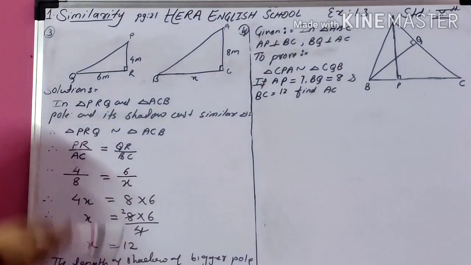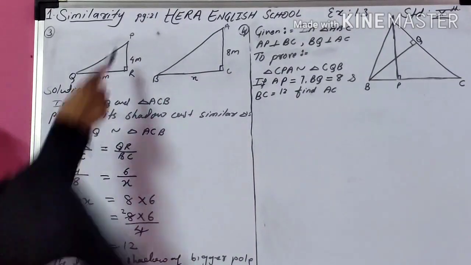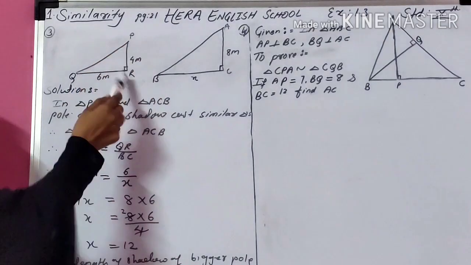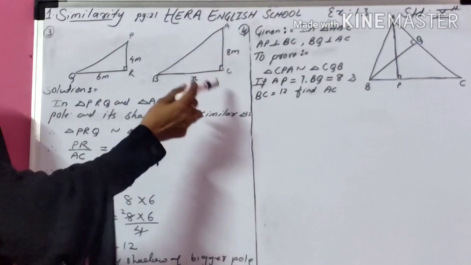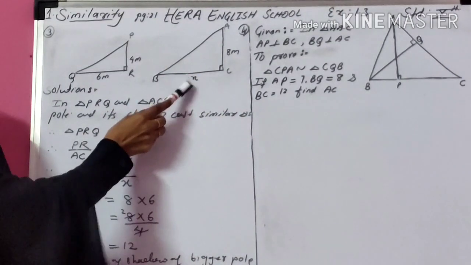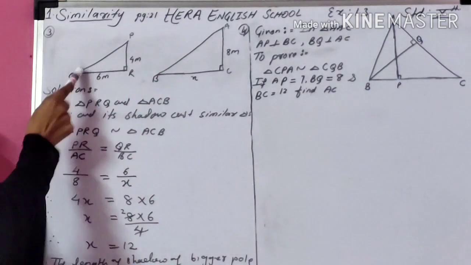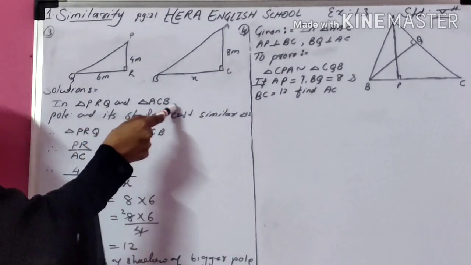Let me repeat again. Here the 2 triangles are given to you, and the question is, there are 2 poles and their shadow. So PR is a smaller pole and QR is its shadow, and AC is the bigger pole and BC is its shadow. You have to find the length of the shadow of the bigger pole. So the question is about these 2 triangles. I have written here the 2 triangles PRQ and ACB.